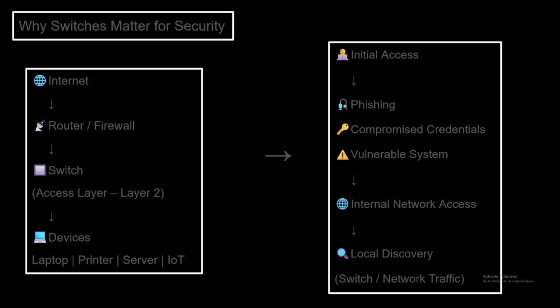Here's where this becomes important from a security standpoint. Switches operate at layer 2 in the OSI model, but in network design, they're typically placed at the access layer, the part of the network where an end device connects. This means they're often the first infrastructure device laptops, servers, printers, and IoT systems attach to. Unlike routers or firewalls, switches are rarely exposed directly to the internet. Attackers typically interact with switching infrastructure only after gaining an initial foothold through phishing, compromised credentials, or vulnerable internal systems.